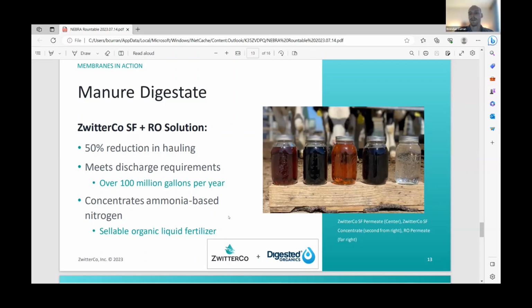They're doing it in two phases. The first phase was the membrane system, and the second phase was taking the concentrate of the RO. Since it's a smaller stream, they were able to use a thermal process on that to concentrate the nitrogen and make it a soluble product. The picture to the right shows the ZwitterCo permeate, and you can see that all the suspended solids are removed, and it's mostly just the nutrients, salts, and nitrogen left in there. The RO permeate is here, that's what's getting discharged into the stream. And then the concentrate is here, and this is what ZwitterCo is concentrating.